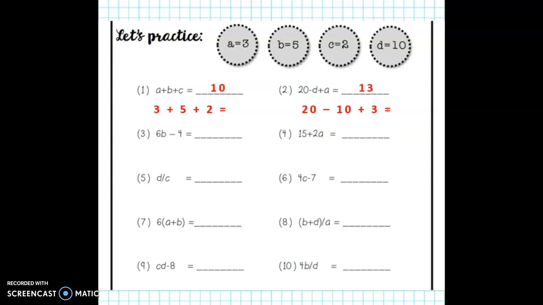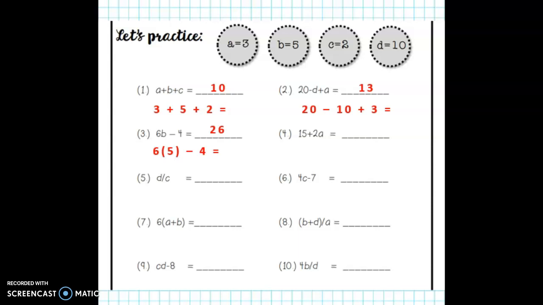Number 3, 6b minus 4. We will switch out the b for 5. Remember, when the number is directly beside the variable, it means you're multiplying those two pieces together. So we would have 6 times 5 minus 4. Remember, the number directly beside a parenthesis means that there is an invisible multiplication sign there. Following order of operations, multiplication is first. 6 times 5 is 30. Minus 4 is 26.